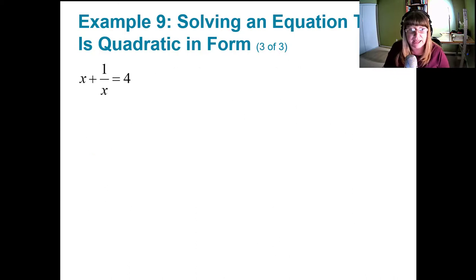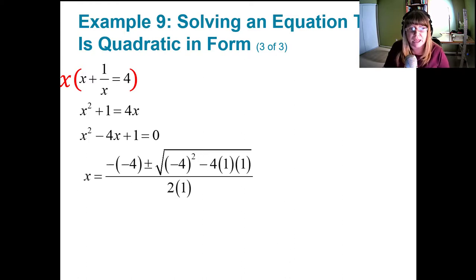Now let's throw in that x plus 1 over x equals 4. Again, same procedure. I'm going to get rid of that denominator by multiplying by x. x squared plus 1 equals 4x. x squared minus 4x plus 1 equals 0. And because this is not factorable, we'll use the quadratic equation, and we get x equals 4 plus or minus the square root of 12 all over 2.